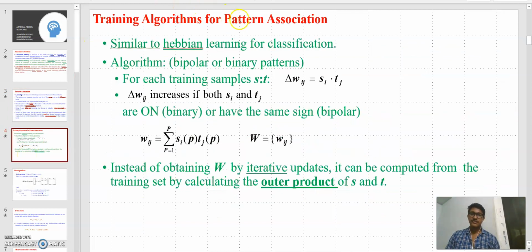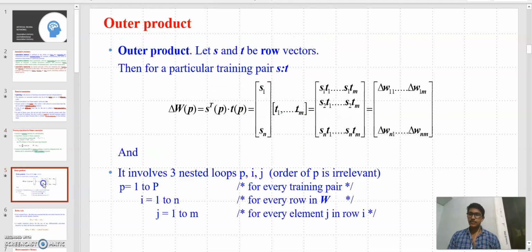Coming to the training algorithm for pattern association, it is similar to Hebbian learning for classification, for binary or bipolar patterns. For each training sample, increase the weight when both s_i and t_j are on. Instead of obtaining W by iterative updates, it can be computed from the training set by calculating the outer product of s and t. These are the outer product of s and t as row vectors. For a particular training pair, it involves three nested loops to obtain the weights.